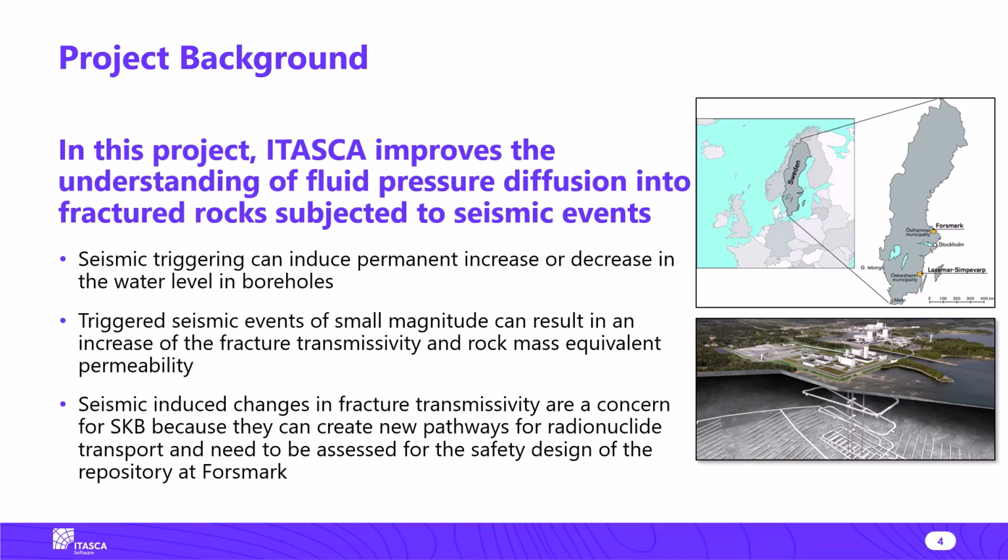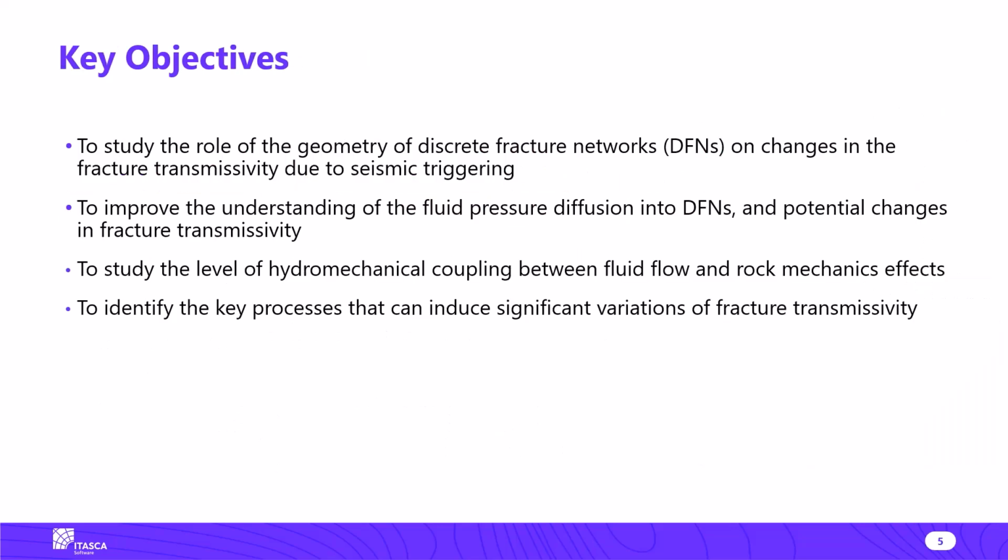ITASCA improved the understanding of fluid pressure diffusion into fractured rocks subjected to seismic events and potential changes in fracture transmissivity. The acquired knowledge will be useful for the design of the repository at Forsmark. The main goals of the project are to study the role of the geometry of DFNs on changes in the fracture transmissivity due to seismic triggering, to improve the understanding of the fluid pressure diffusion into DFNs and potential changes in fracture transmissivity, to study the level of hydromechanical coupling between fluid flow and rock mechanics effects, and to identify the key process that can induce significant variations of a fracture transmissivity.